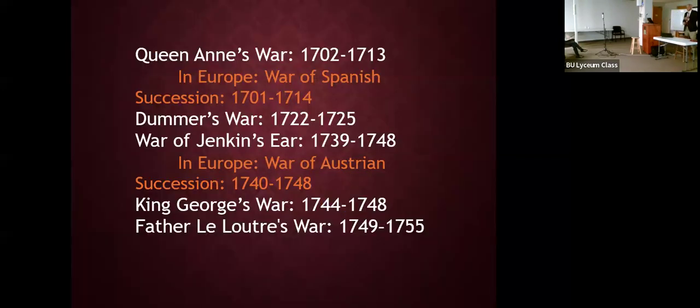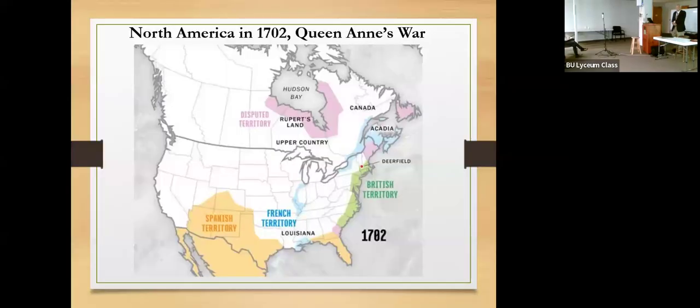Now, these are some of the different conflicts that are going to take place up to the beginning of the French-Indian War. And I've highlighted what's going on in Europe for a couple of them. And we'll talk about all of these somewhat briefly today, take us up to the actual conflict. This is what North America looked like in 1702. Notice the following.